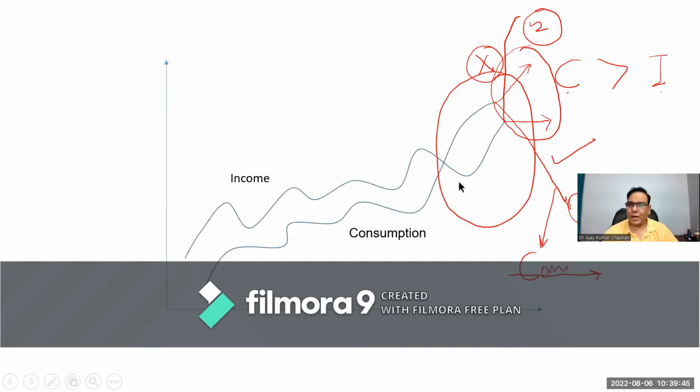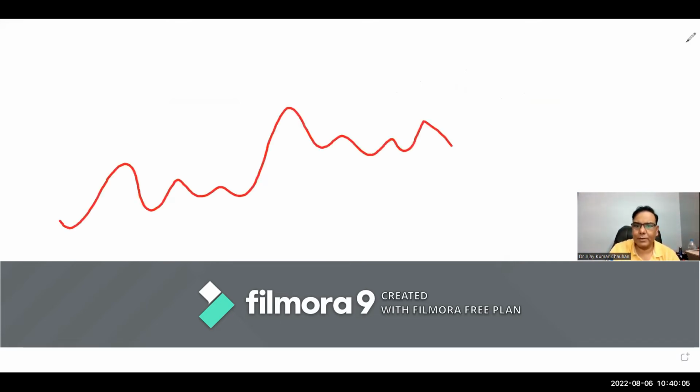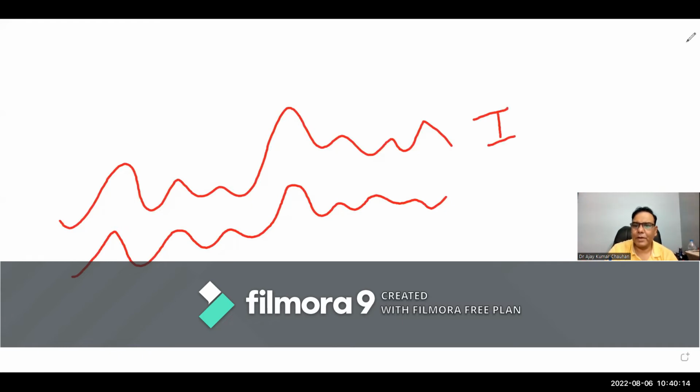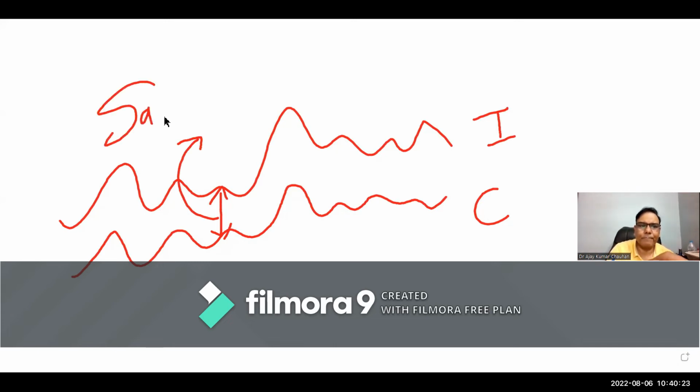So I'm just explaining one concept. Let me explain with the whiteboard. There are a few other concepts in economics which I'm trying to explain. You know that this is the income of a businessman, and this is the consumption of the same businessman. Income and consumption. And the difference between them is known as saving. So we have saving also.